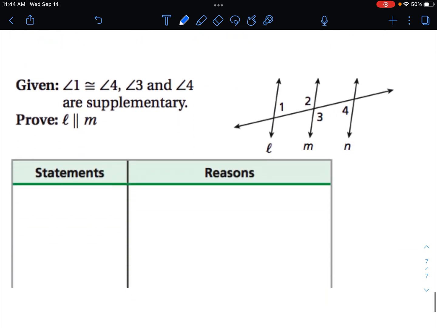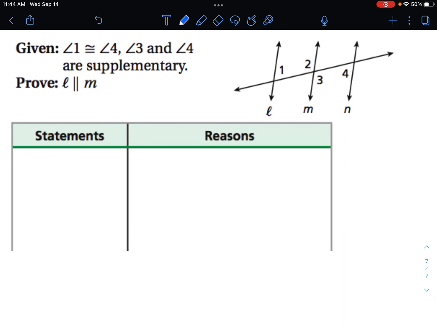Moving on, last one, last proof. You can try this on your own. There's actually multiple ways to do this proof. I'm going to do it the short version, or the most efficient version. And that is, I'm going to start off with number 1. Angle 1 is congruent to angle 4 because they gave that to me.